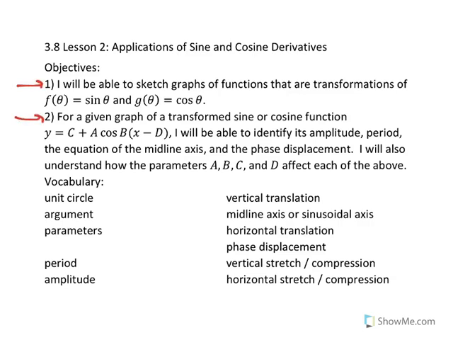So today we looked at objectives 1 and 2. You'll be able to sketch graphs of functions that are transformations of the parent sine and cosine functions. For a given graph of a transformed sine or cosine function, you'll be able to identify its amplitude, period, the equation of the midline axis, and the phase displacement. And you will also understand how the parameters a, b, c, and d affect each of the above. And we were able to look at 2 different ways you can sketch the graph of a given transformed sine function.